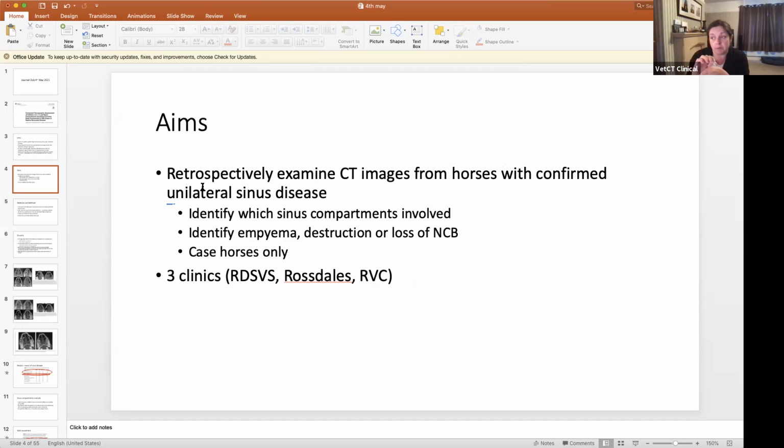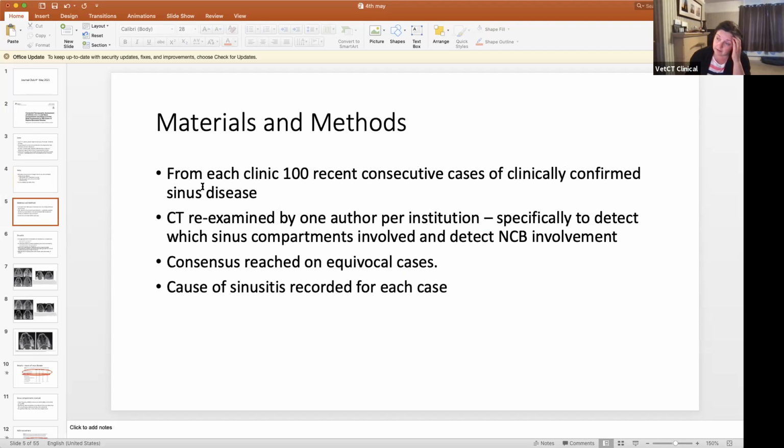They wanted to identify which sinus compartments were involved, and identify whether there was any empyema or destruction of the nasal conchobullae. And they only used clinical case horses. They didn't have any controls; they actually used the horses as their own controls. They had data from 3 clinics: Edinburgh, Rossdale's, and the RVC. So they used 100 recent consecutive cases of clinically confirmed sinus disease, with equal proportions from each clinic.